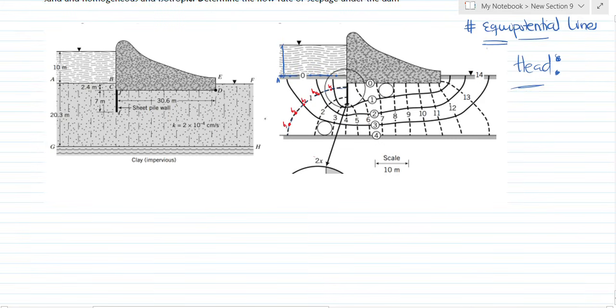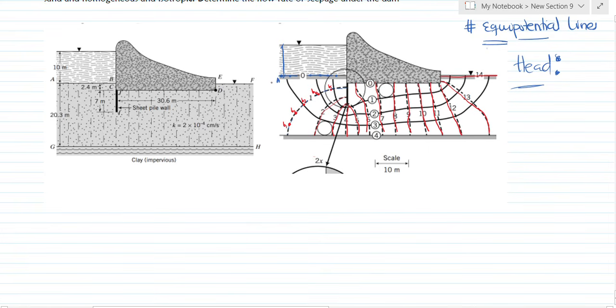So in this flow net diagram, we have 1, 2, 3, 4, 5, 6, 7, 8, 9, 10, 11, 12, 13, 14. So these are equipotential lines, right?